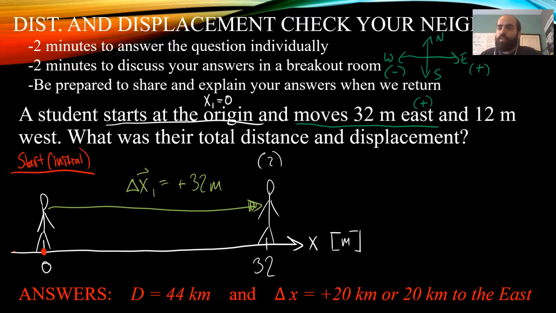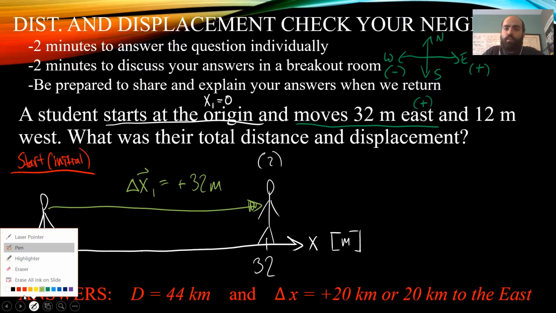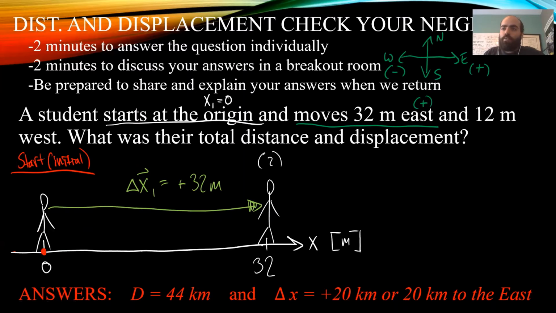So from this point, we're going to end up going 12 meters west from where we are right here. And if I go 12 meters west, that means to the west would be to the left. And if I go 12 meters to the left, then where I'm going to end up, if I do 32 minus 12, that's going to be my new position. My new position is going to be right here at x equals 20 meters.